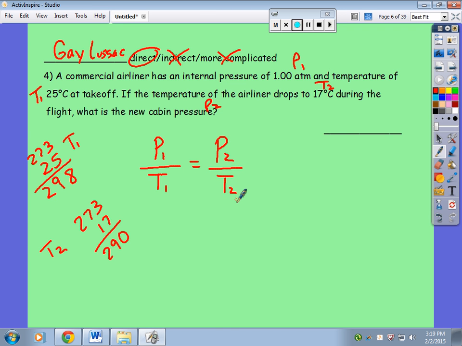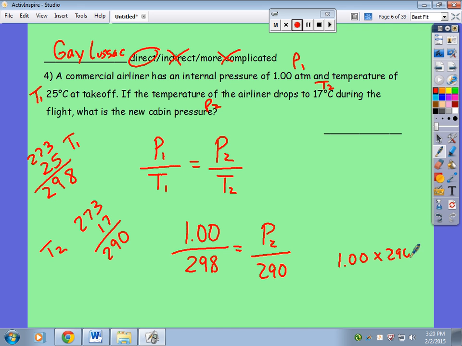Okay, so I'm going to plug my numbers in. I don't need to put units. If you really want to, go for it, but I'm fine with it because you know what they are. And I'm going to go ahead and put my pressure, my temperature in the correct spot. This is my second pressure, which I don't know. And I've got my 290 right here. And when I do my math, 1.0 times 290 divided by 298, I get 0.97.